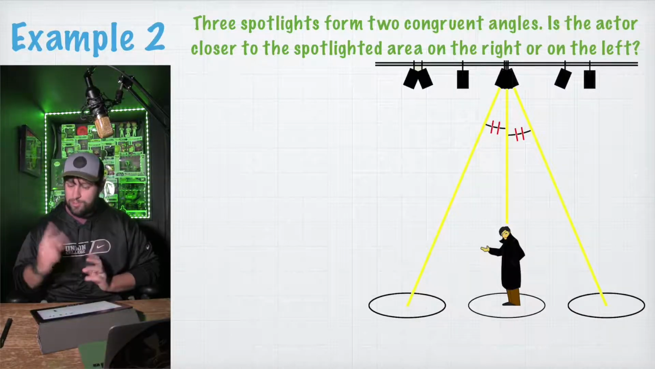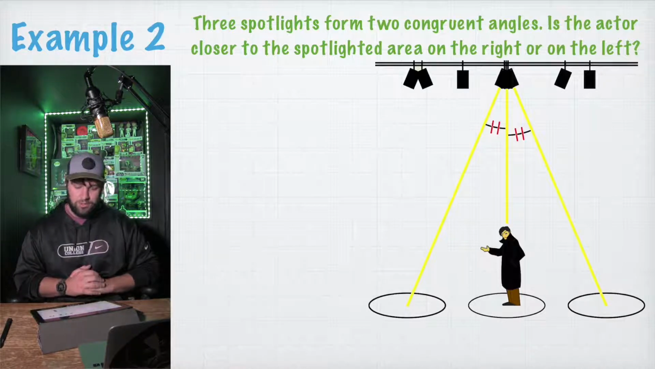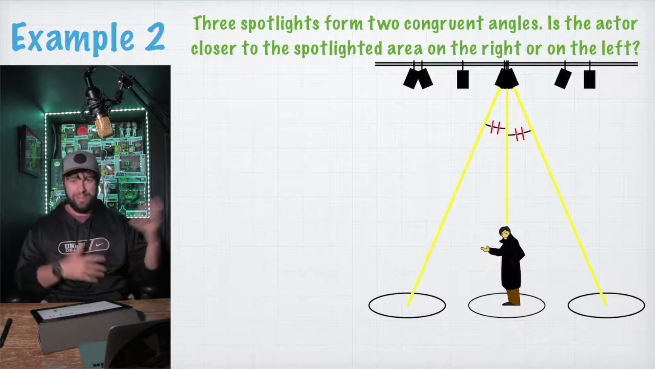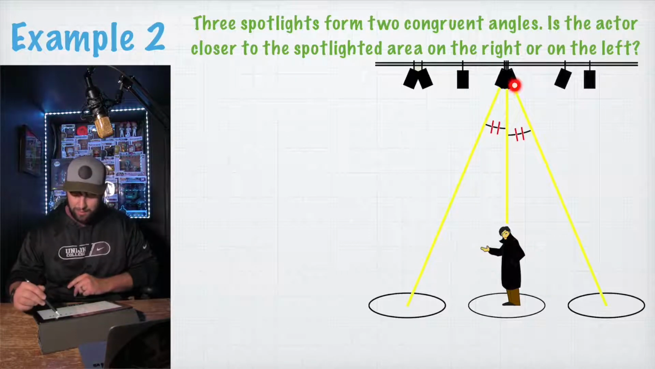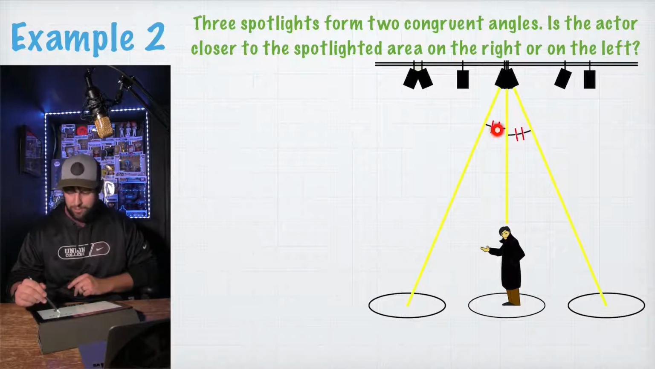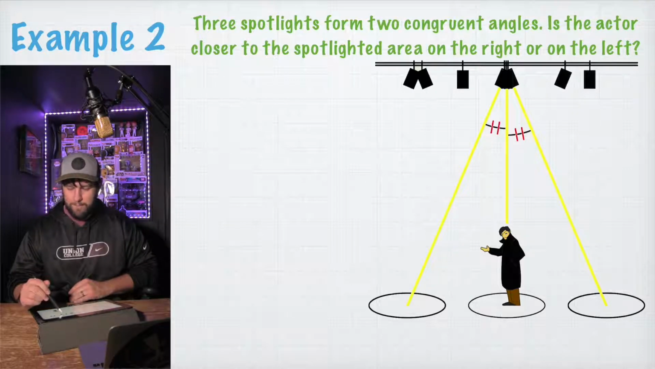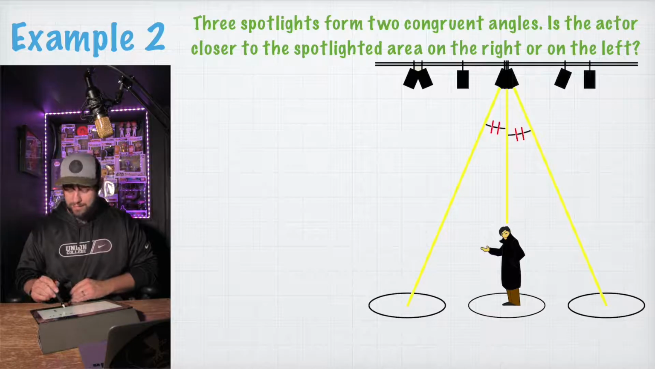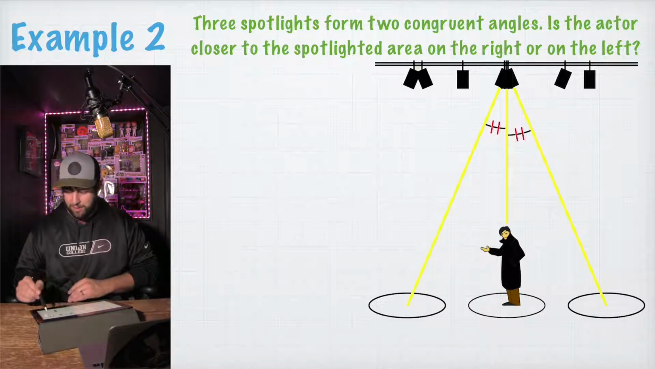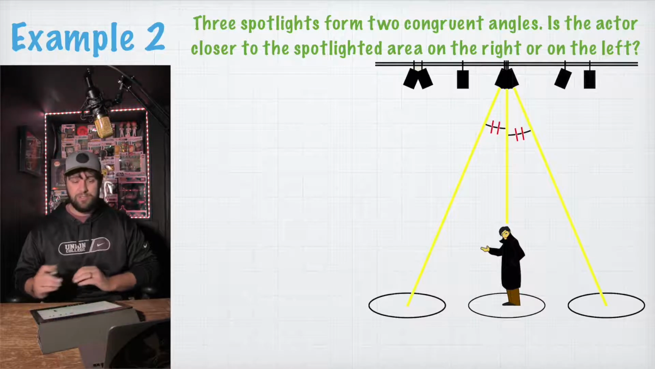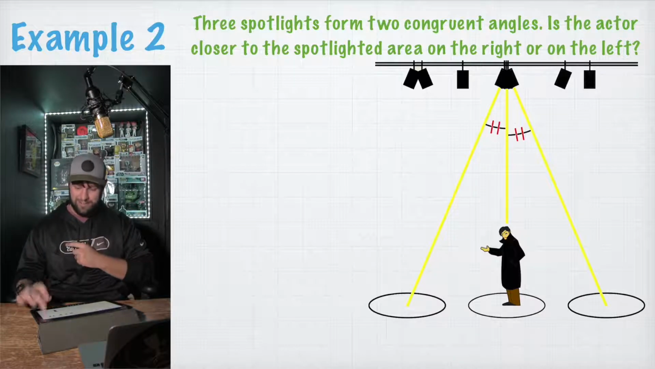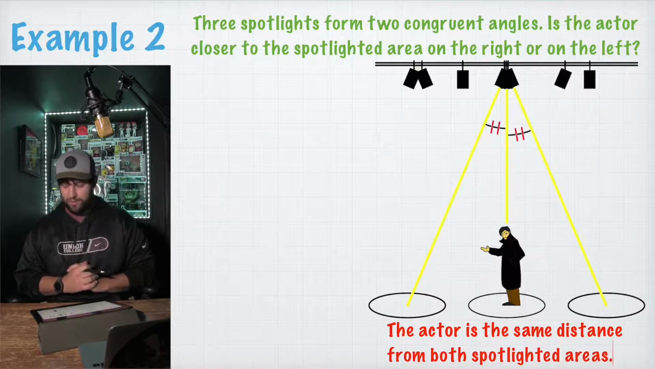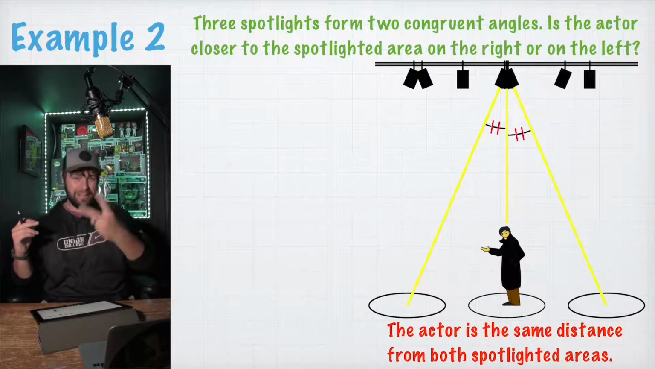The spotlights form two congruent angles. Is the angle closer to the spotlight area on the right or the left? Okay, what we know is these three spotlights form two congruent angles, meaning these are the same angle measures, which means that the distance from him perpendicular to here and him perpendicular to here are the same. So the actor is the same distance from both spotlight areas. Boom! Example 2 in the books.